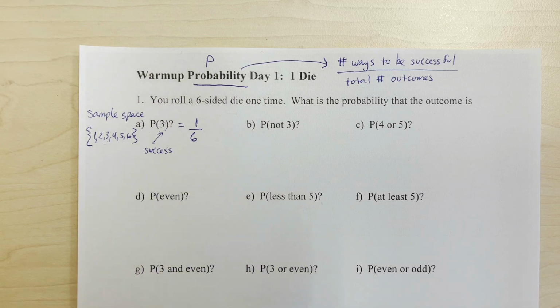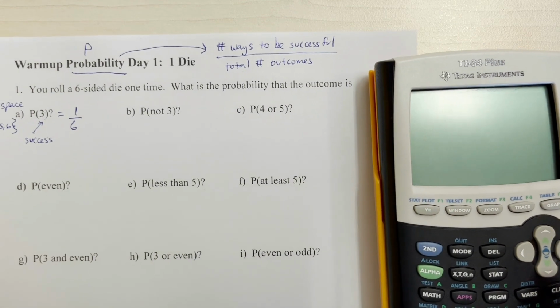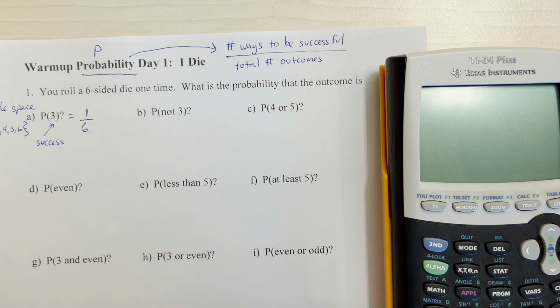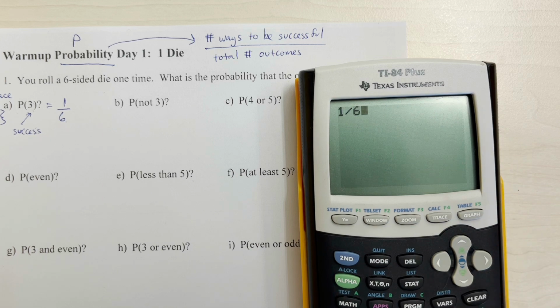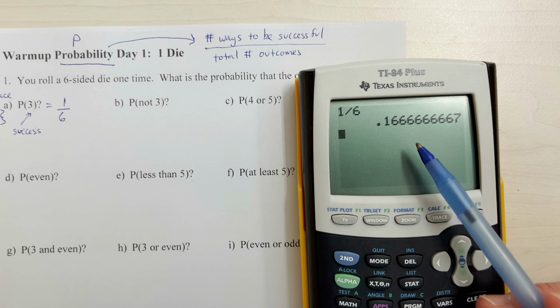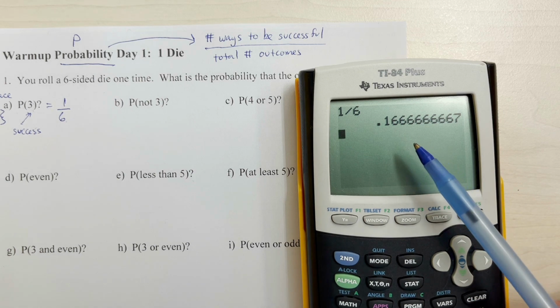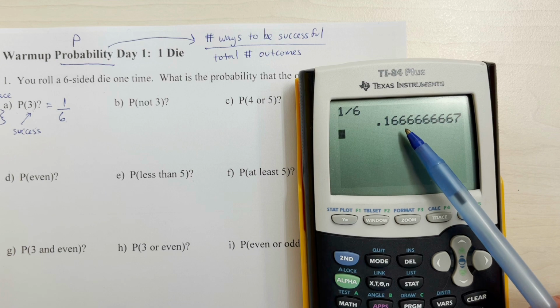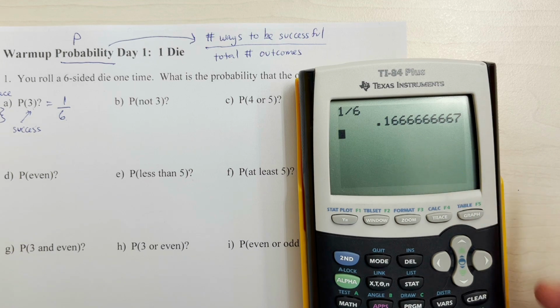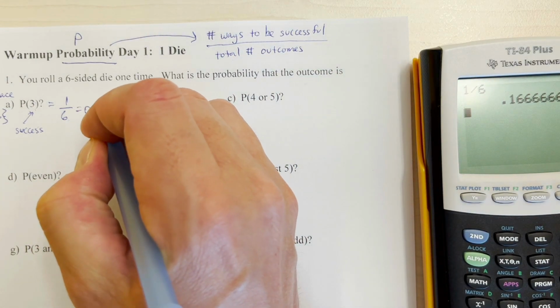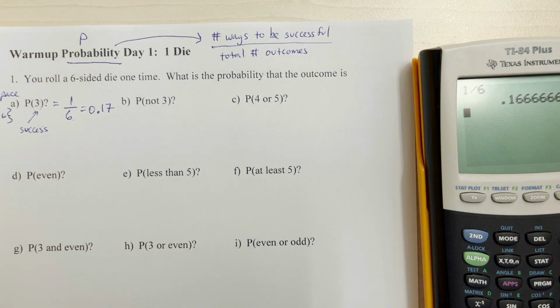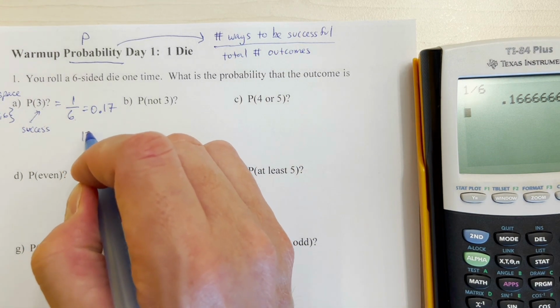Okay, now let me get my calculator. When we talk about probability, you can write it as a simplified fraction. In this case, that's probably going to be easiest, but we can also look at it if we take 1 divided by 6 as a decimal, which is 0.16 repeating. If you're thinking of a percentage, that would be 16.6% or 16.7%. If I round it to 2 places, I will say 0.17.